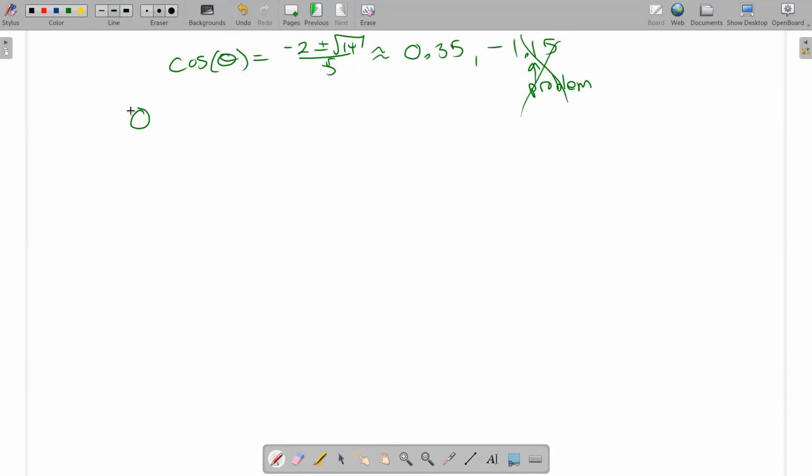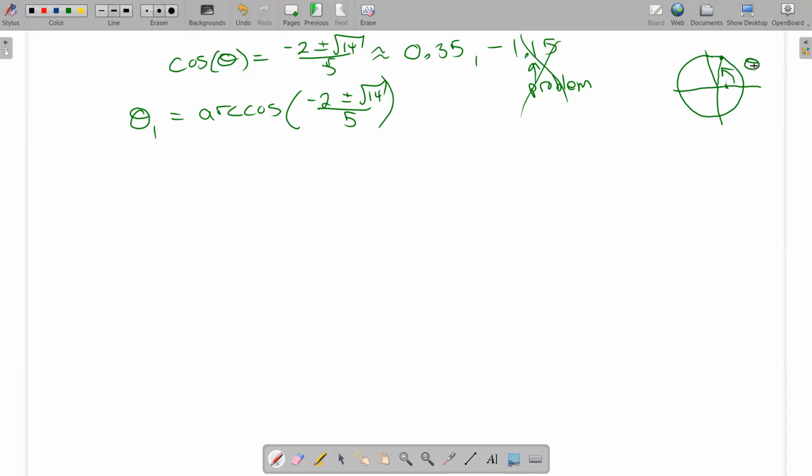So far, the only solution we have, let's call it theta 1, is going to be the arc cosine of negative 2 plus the square root of 14 over 5. So that's one solution right there. Thinking about the unit circle for a second, cosine is x, so x is 0.35 would be around here, and the arc cosine is going to give us that angle right there. So that's my theta 1.